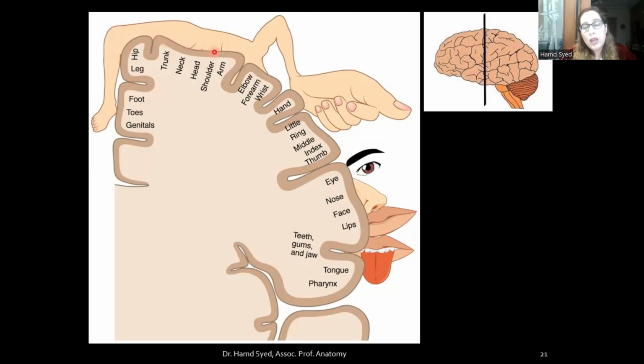Now, when we come to the lateral surface of this cerebral hemisphere, we can see the trunk, the head, shoulder, and the arm, and especially the hand, you can see is very large because it has a large area of representation on the cerebral cortex. Also, the different parts of the face, whether it's the eyes, nose, lips, or tongue, they all have a large area of representation on the cerebral cortex.